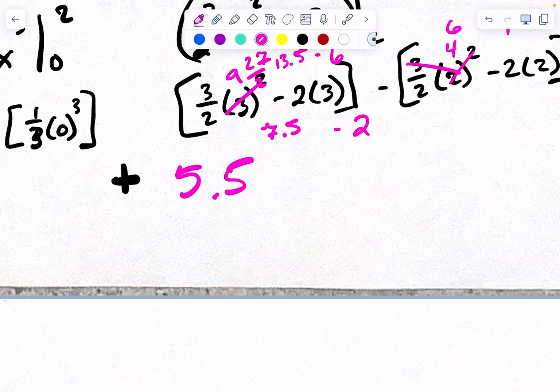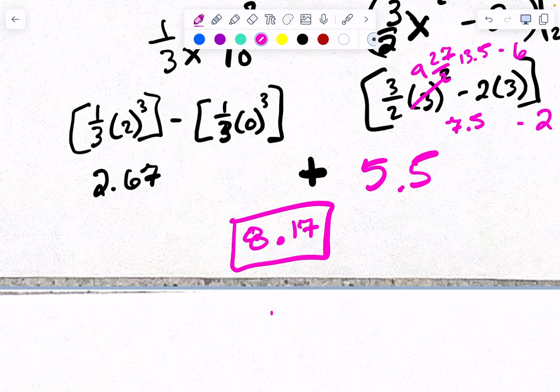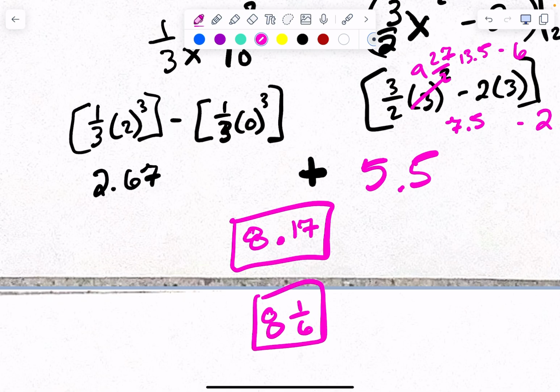So 5.5 is that area, and if I add those together, that is like 8.17. Hang on, we gotta use the full number though. 8.1... 8.17 is 8 1/6. Because 1/6 would be like 0.16 repeating, right? This is 8.16 repeating, and that's 1/6. So 8 1/6 or 8.17, whatever.